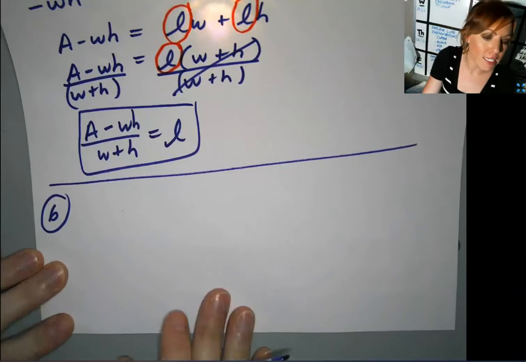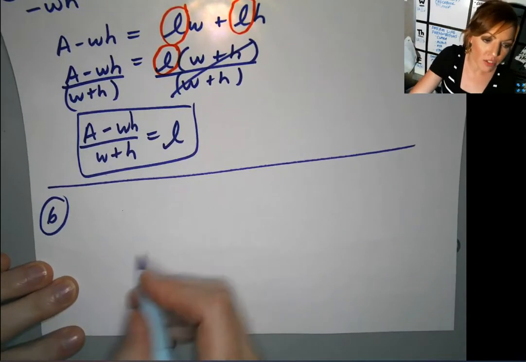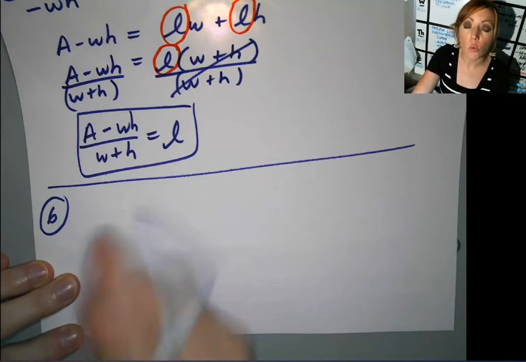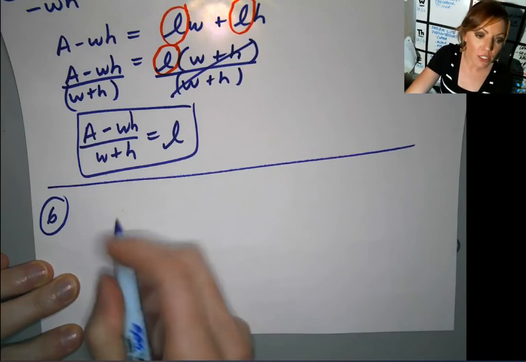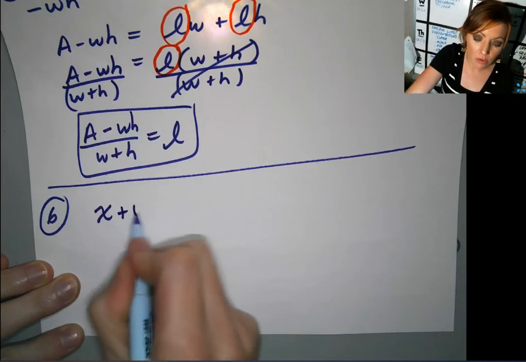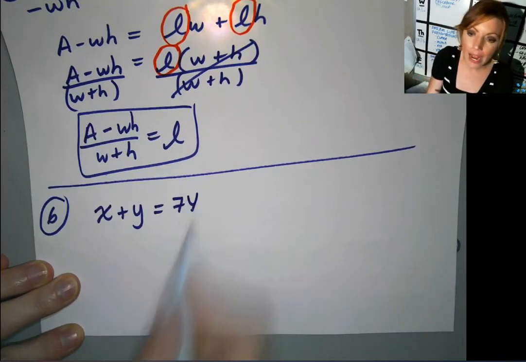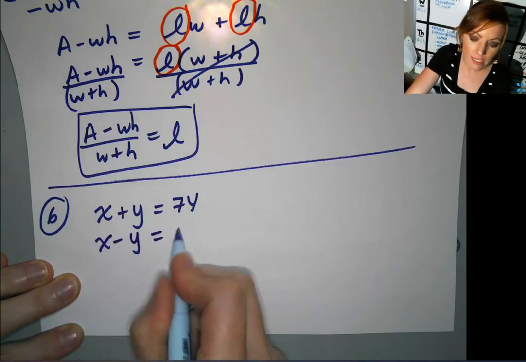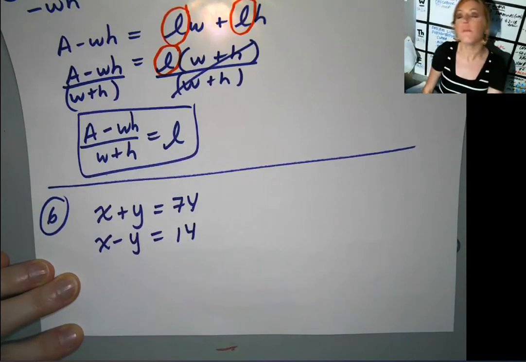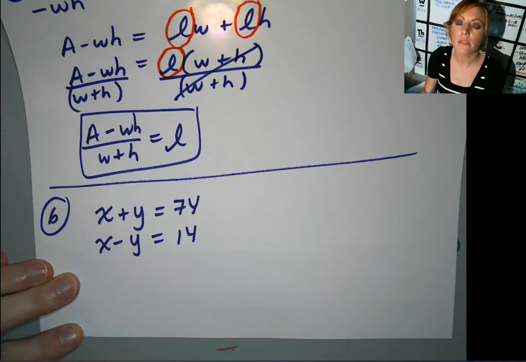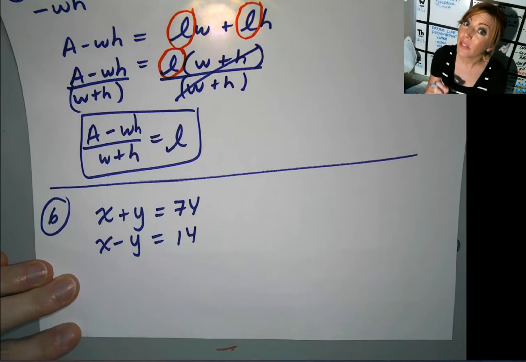All right, number 6. Find the value of 2 numbers if their sum is 74 and their difference is 17. It's actually a word problem. So find the value of 2 numbers if their sum is 74. So the sum of 2 numbers is 74 and their difference is 14. So a lot of you, since this is a multiple choice test, a lot of you would look at that and go, well, I can just plug these numbers in and have it work. True. But it's not always going to be that straightforward.